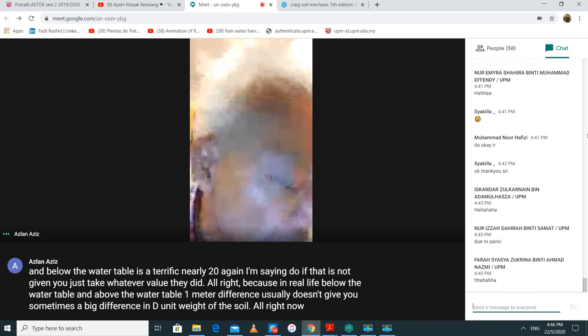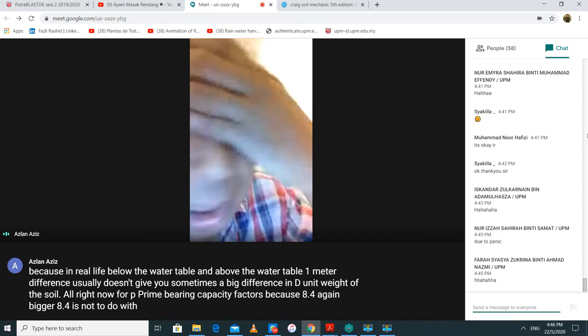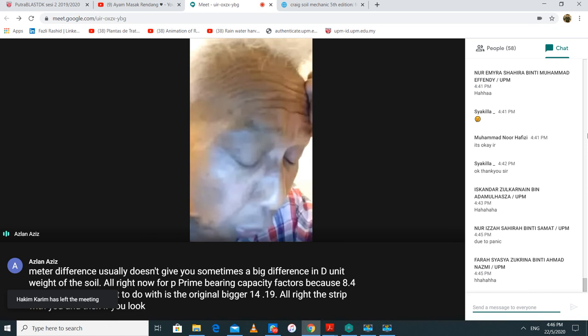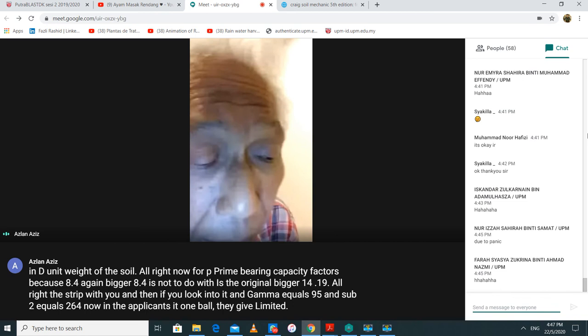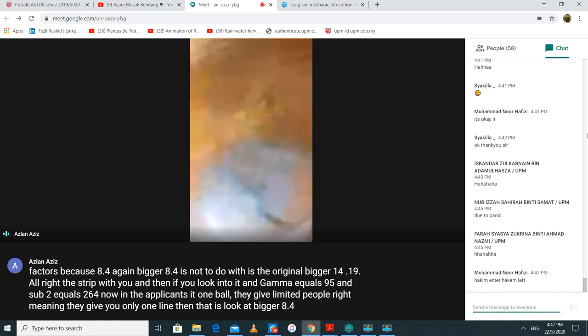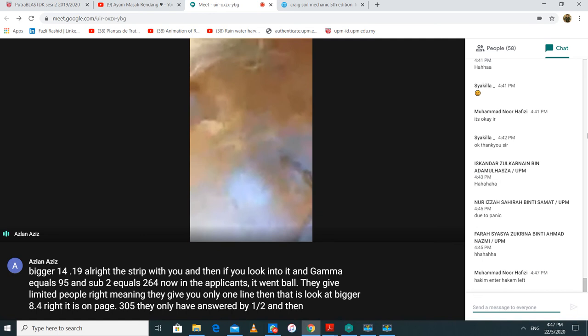All right, now for the bearing capacity factors, figure 8.4. Again, figure 8.4 is the original figure 14.19, the strip footing. And then if you look into it, N gamma equals 95, and N sub q equals 64. Now, in figure 8.4, they give limited values, meaning they give you only one line. Let's just look at figure 8.4, which is on page 305. They only have Hansen, Meyerhof, and then N sub c and N sub q. I believe it's due to Terzaghi.